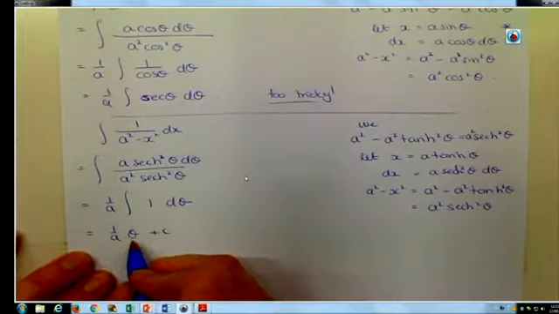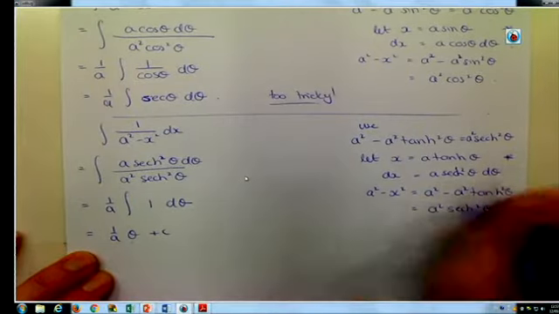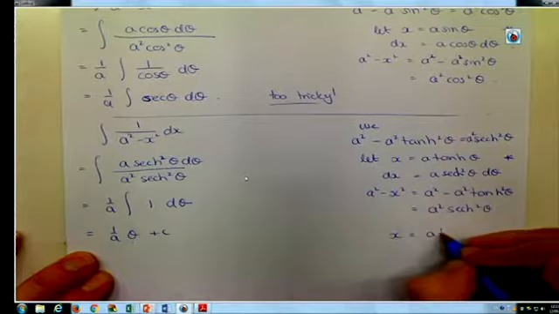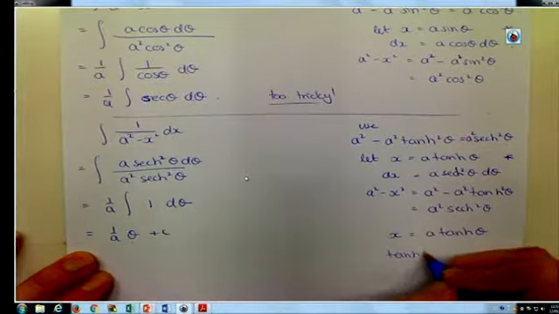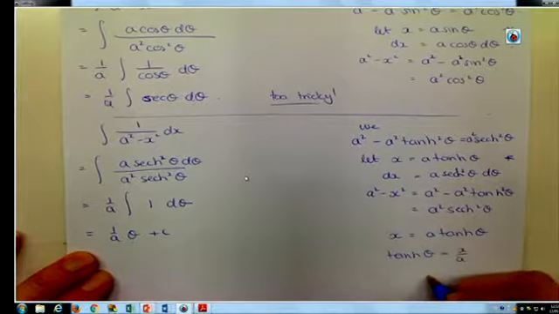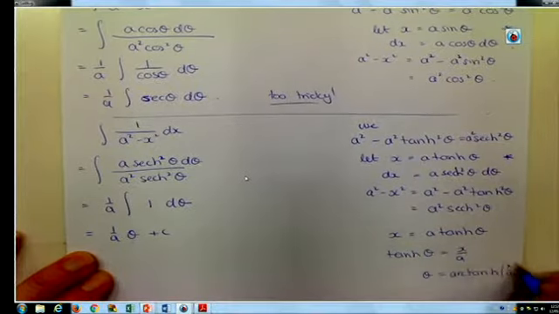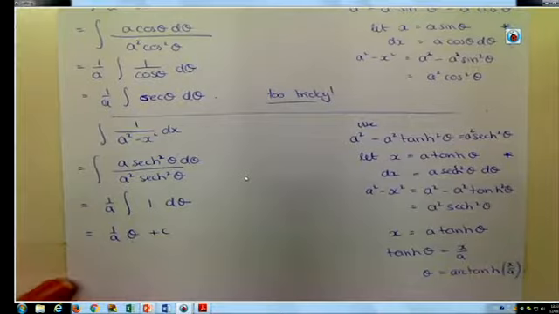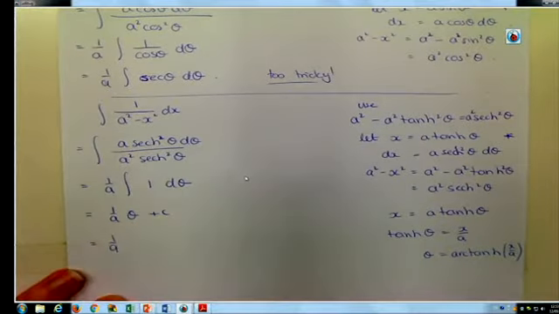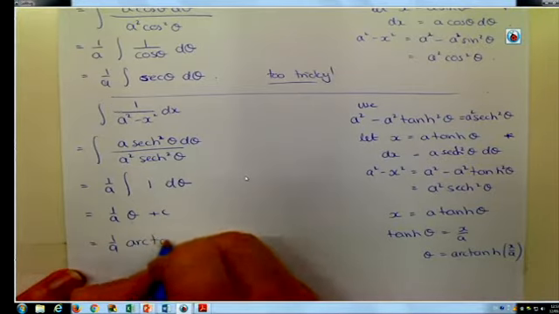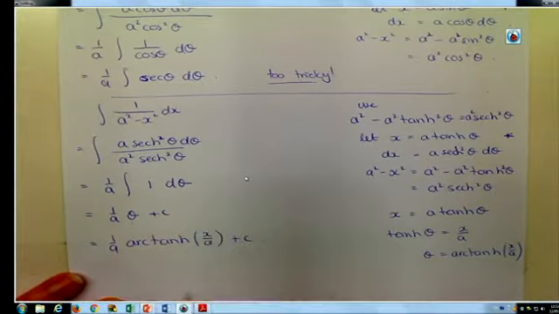Okay, and now we've just got to change this one back to x. So what have we got? This one here, x equals a tanh theta. Plus c. There we go.